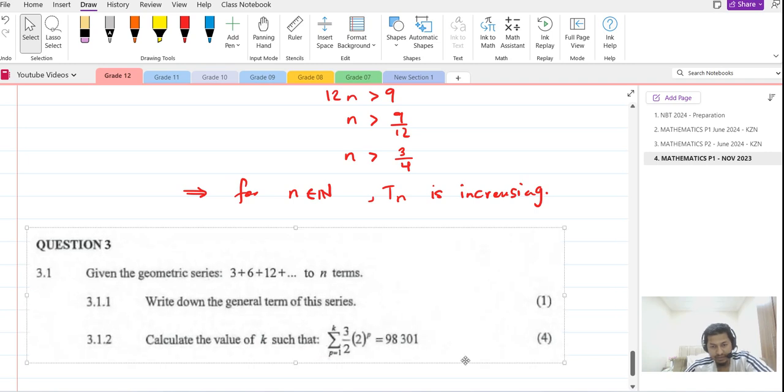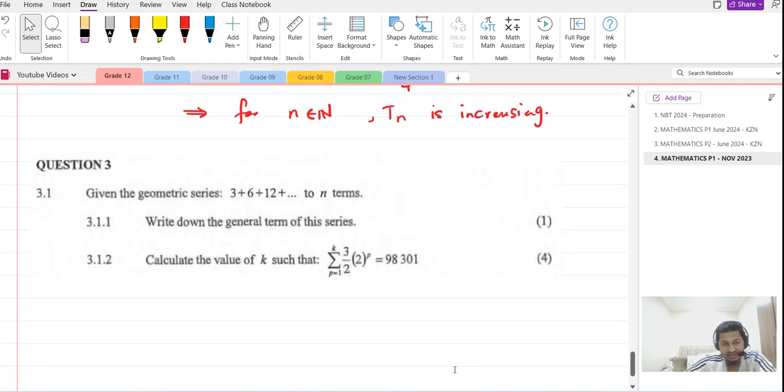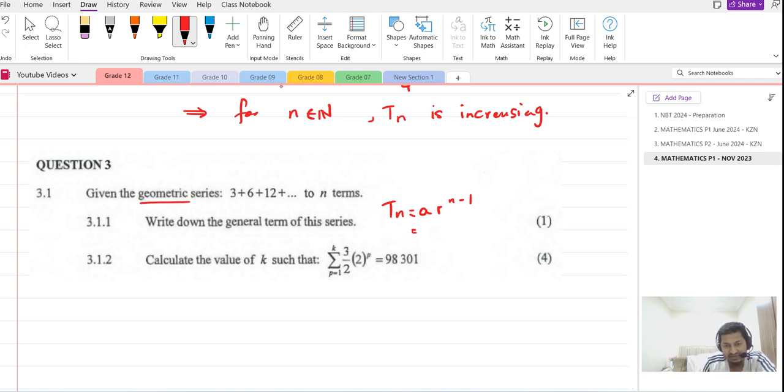Writing down the general term of the series, we know Tn is equal to ar to the power n minus 1. The a is the first term, because they said it's a geometric series, so I'm using the general term of the geometric series. You can take that from your formula sheet. So a is 3. The common ratio is 6 divided by 3, which is 2. So 3 times 2 to the power n minus 1.